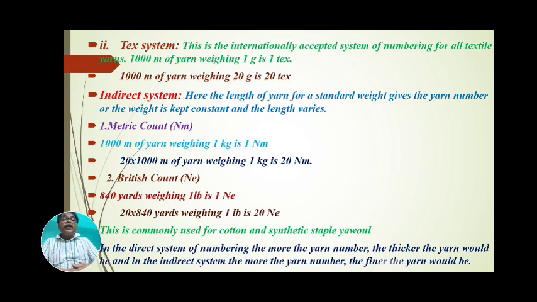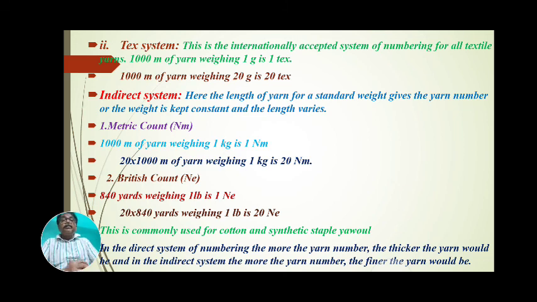Second is the indirect system. Here the length of yarn for a standard weight gives the yarn number, or the weight is kept constant but the length varies. What is meant by the indirect system? Here the length of yarn for a standard weight gives the yarn number, or the weight is kept constant and the length varies. It is called the indirect system.